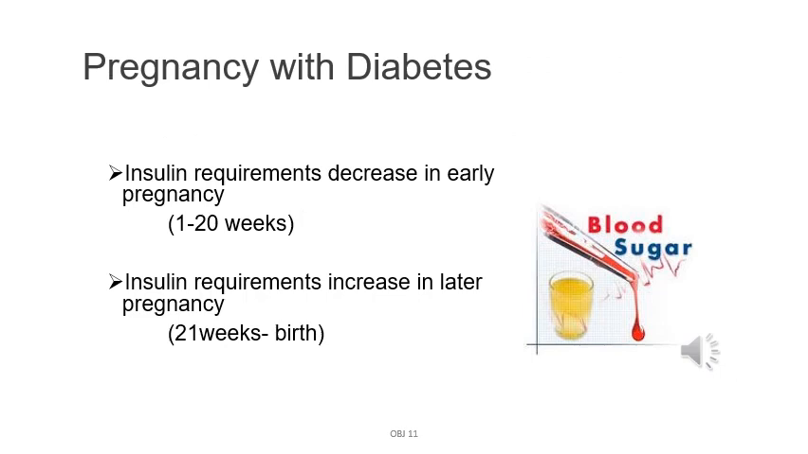Alright, so next we'll talk about pregnancy with diabetes. Remember, insulin requirements decrease in the early pregnancy, usually in the first 20 weeks, and they will increase in the later part of the pregnancy. So after 21 weeks to birth, the insulin requirements go up. You may end up doing carb counting with pregnant women.